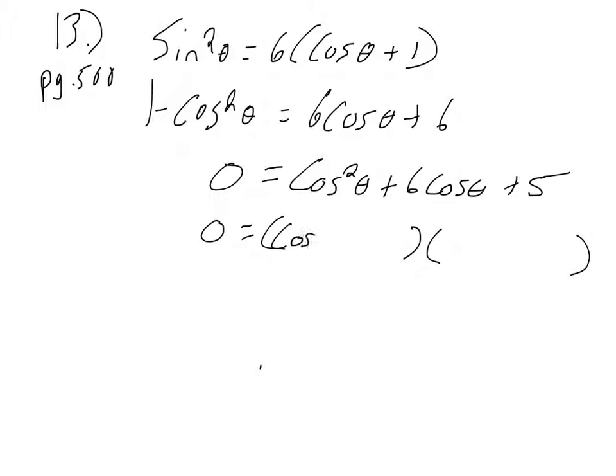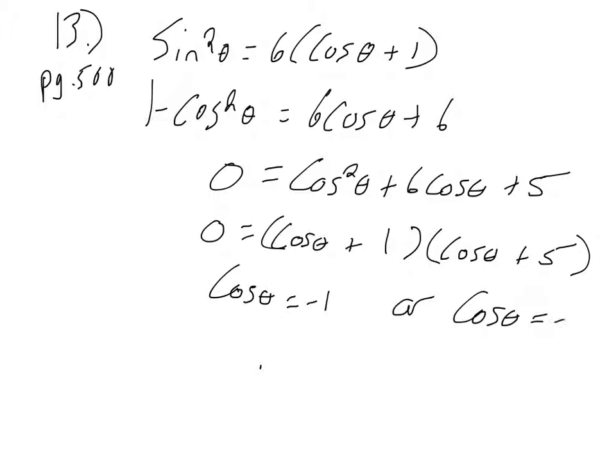And so it should be cosine theta, and then 1 and 5 are the only two factors of 5, and if they're both the same sign, they add up to 6 if they're both positive. Right, so cosine theta equals negative 1, or cosine theta equals negative 5. Now, this is restricted to the interval, so we want to find all the solutions between 0 and 2 pi.